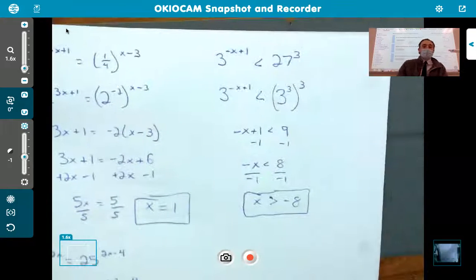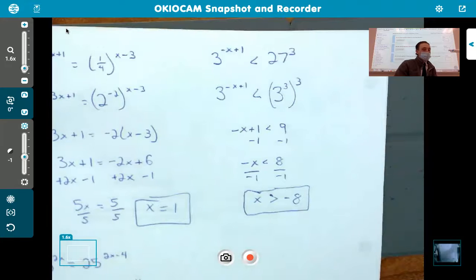In the inequality problem, you had 3 to the -x plus 1 is less than 27 cubed, right? So I'm going to rewrite the right-hand side. So it's 3 cubed to the 3rd power. So I have -x plus 1 is less than 9. Subtract 1 from both sides, divide by a -1. When I divide by a negative, my sign flips. So I should have got x is greater than -8 for that. All right.